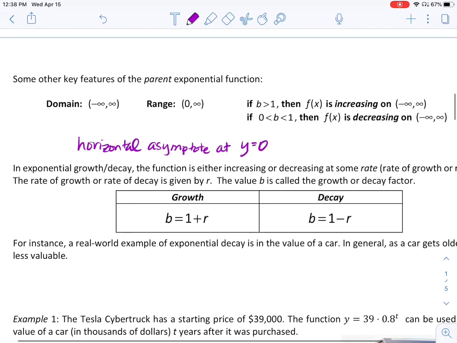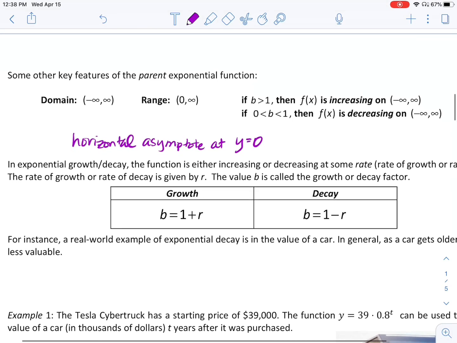Generally speaking, we'll see that relationship stay as long as the function is not transformed in any way other than the initial value, the a, being transformed. There's some other things that can be said about exponential growth and decay, that in a growth model, I can state the base in terms of the way that it's growing.